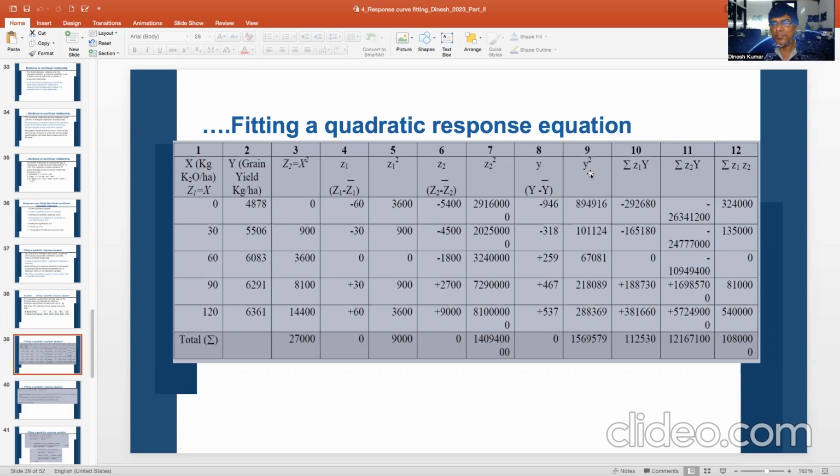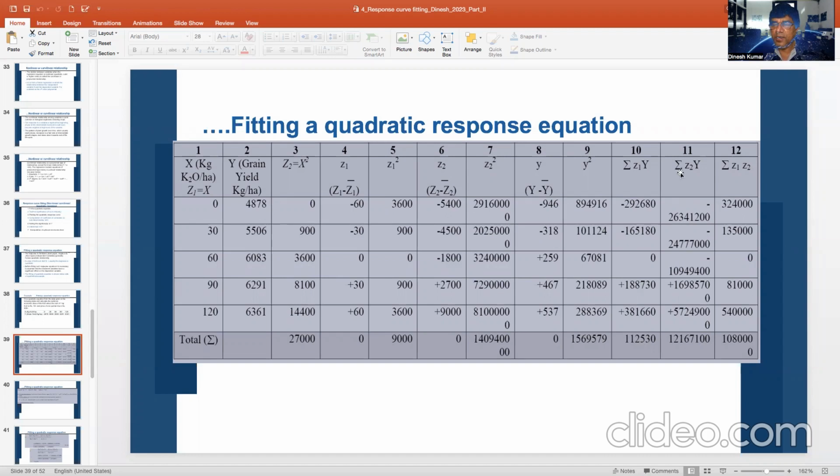Okay, now we go for small y square. Square column number 8, square the values, you get small y square, and here you can take the total sum. That will be summation small y square. Similarly here, summation z2 square you can calculate. And now the next, the corrected sum of squares is summation small z1 y. Small z1 is column number 4 and capital Y is column number 2. So you multiply these columns, small z1 and capital Y, and you get these values.